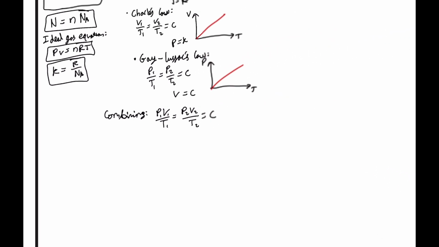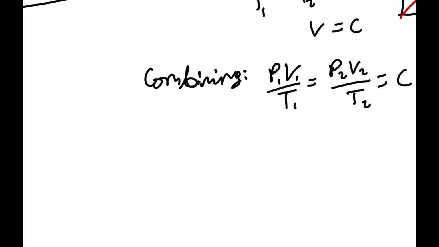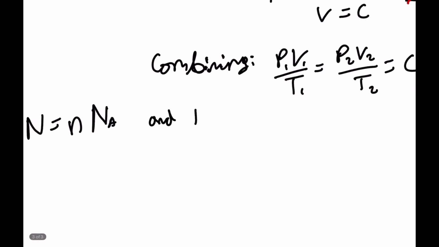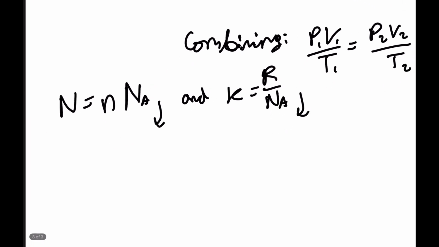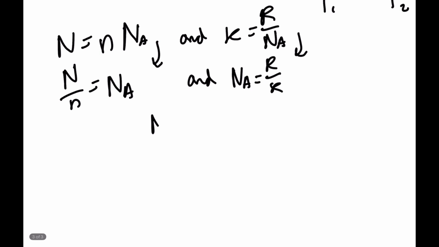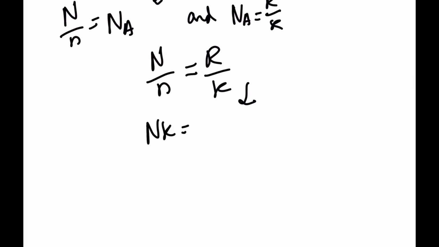And we can use these two equations. So N is equal to nN_A, and k is equal to R over N_A. And if we equate N_A's, we get N over n, which is equal to N_A, and N_A is equal to R over k. And then if we equate these, we get N over n is equal to R over k. And we'll rearrange to get Nk is equal to nR.